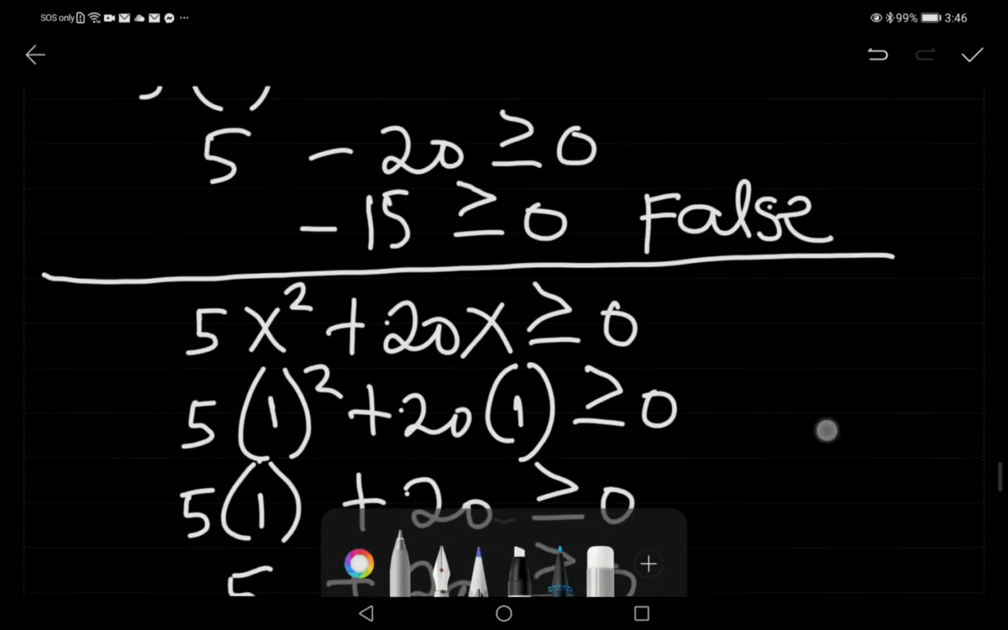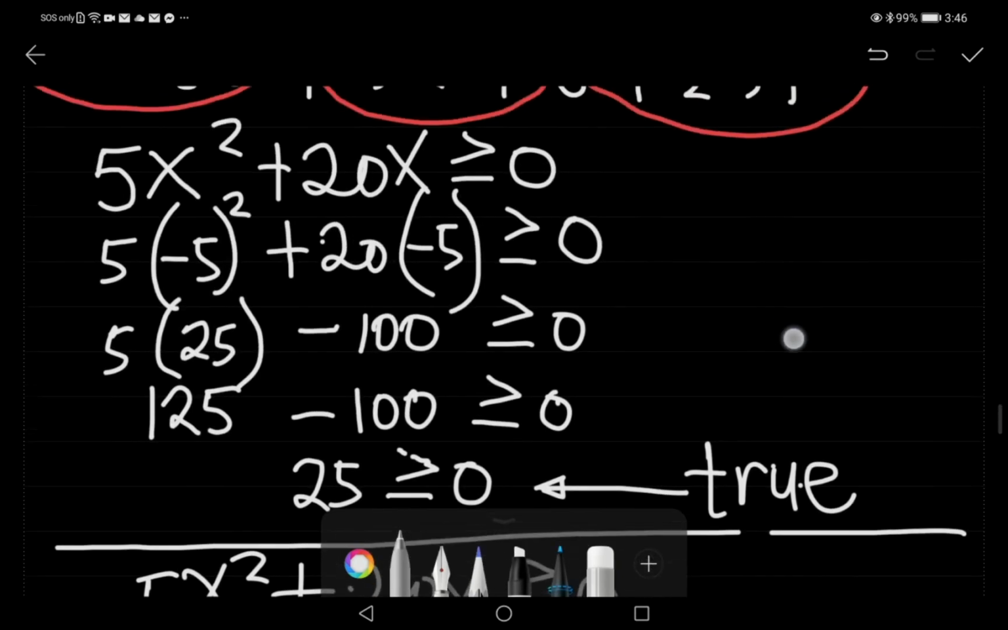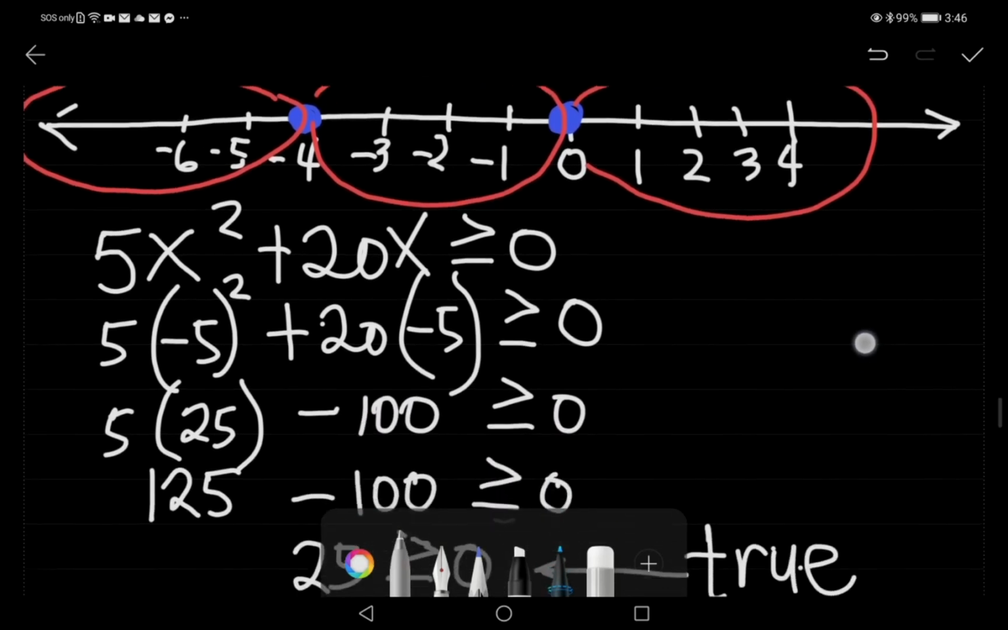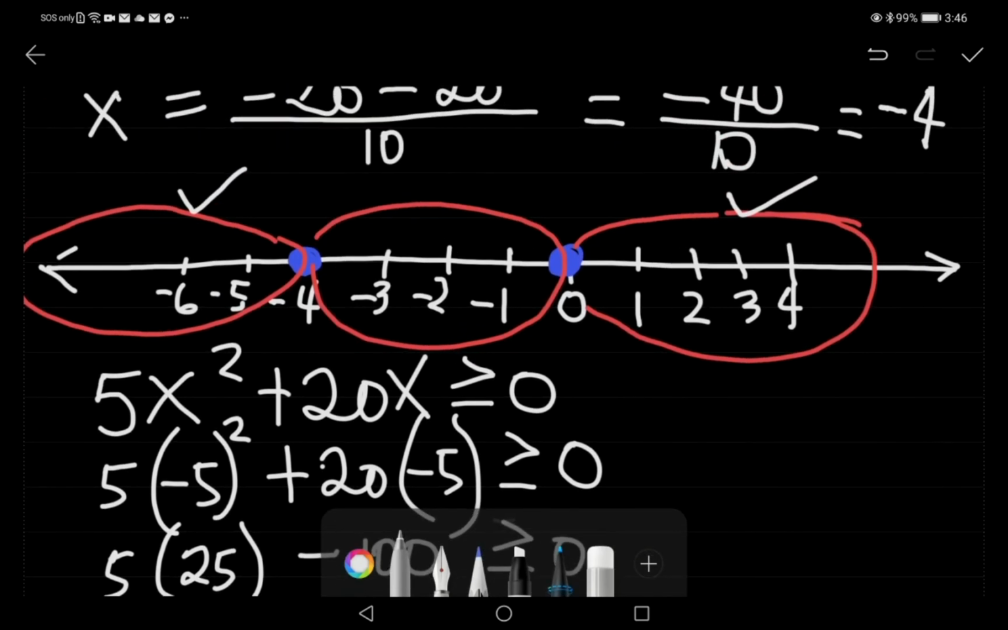So ang region nga mohatag sa solution mao ang first region ug ang third region. So kani siya nga region diri sa first, kani siya diri ug kani siya sa pikas, mao ang solution. Nya kuan man ni siya diri, negative infinity. Nya sa right side is positive infinity.